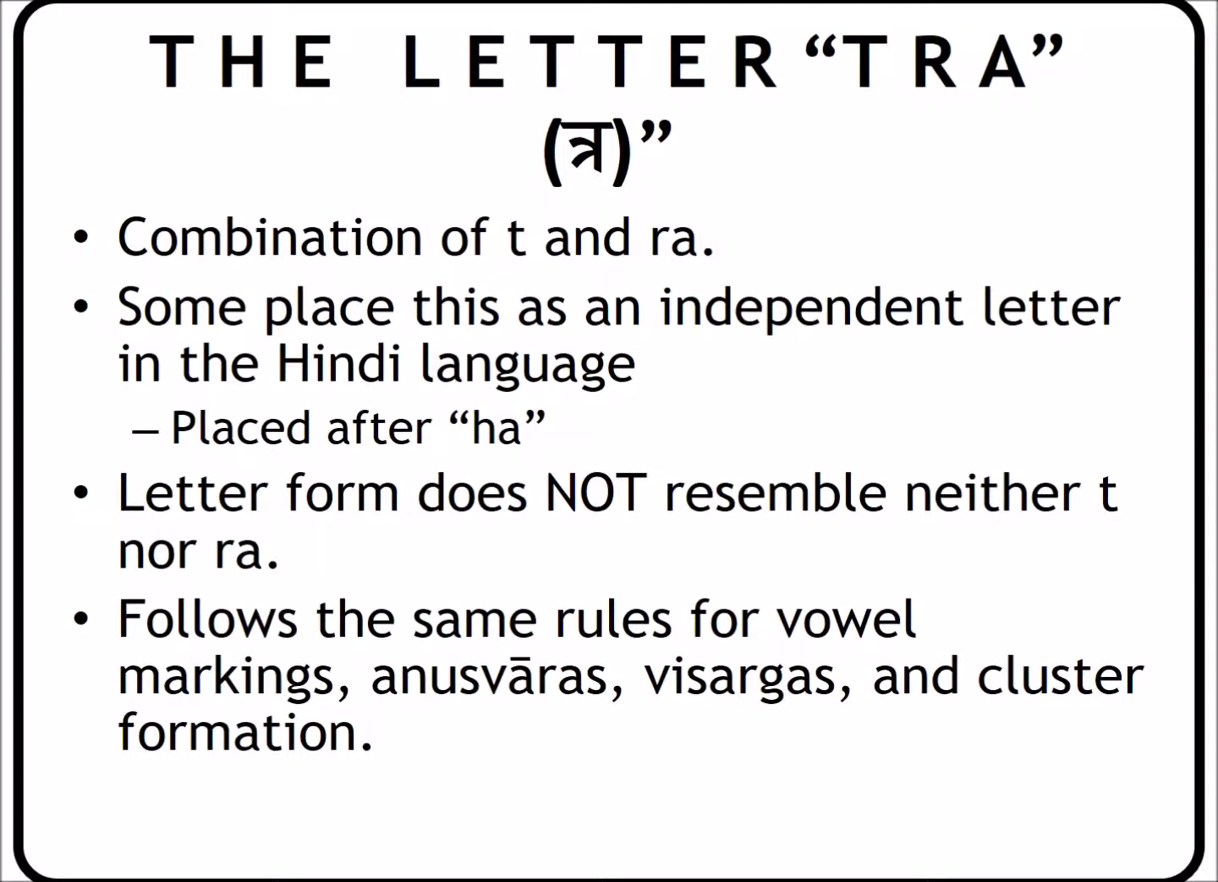And the last consonant cluster that has a very unusual shape is the letter tra. It's a combination of ta and ra. Many languages don't use tra as an independent letter, although I know in Hindi and Nepali they do have the letter tra as an independent letter. Tra resembles neither ta nor ra, but it does follow all the rules that we have for vowel markings, anusvaras, visargas, and consonant cluster formation.